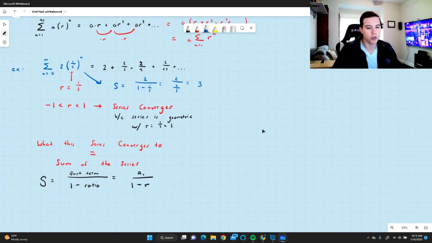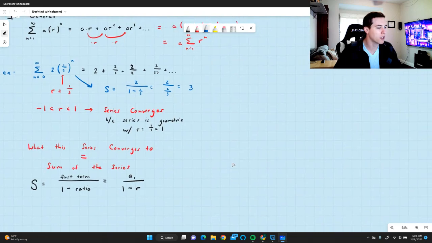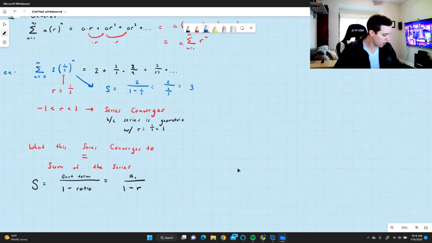So geometrics are huge. They're going to pop up for the rest of these 2 months. You have to be aware of when a series is geometric. Am I multiplying by a common ratio to get the next term? And if it is, you need to know that it converges if the absolute value of r is less than 1, or r is between -1 and 1. And then you need to be able to find the sum by using the formula. Those are kind of the biggest pieces to this. Okay, let's do another example then.